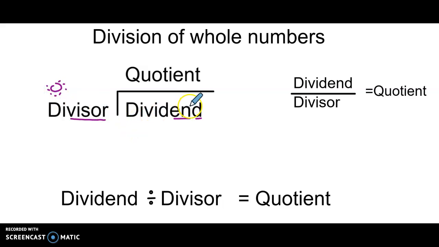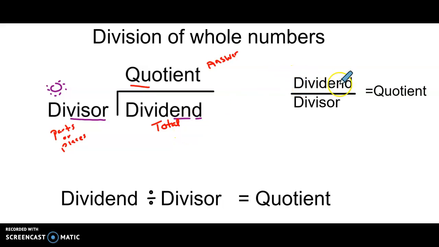All right? Now your dividend is your total. Your total is always being divided by your parts or pieces. Your quotient is your queen who sits upon the throne. It's your answer to the division problem. So it's total divided by your parts or pieces gives you the quotient. Your dividend is being divided by your divisor, which is your quotient.